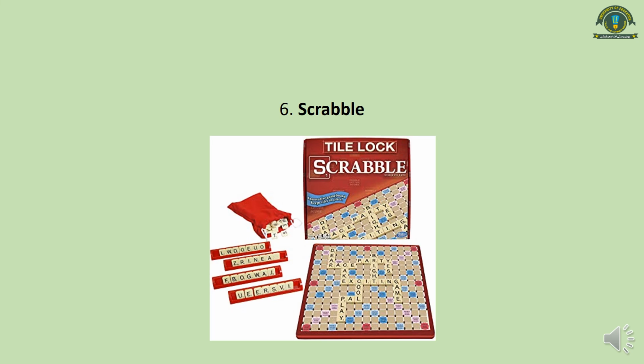Then Scrabble. Scrabble is also a crossword activity, and this is a very good game and quite a classic game. This is available in paper form. You can play it on paper. This is available in a board form. You can arrange the words on a board just like Ludo and Monopoly. This is also available online. So you can play it online or offline.